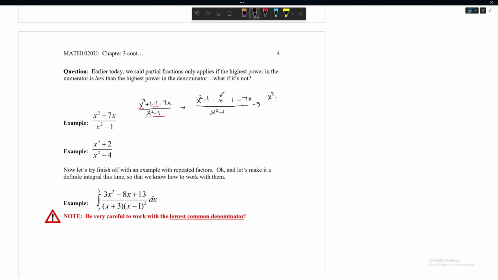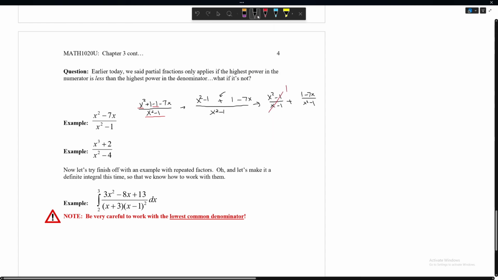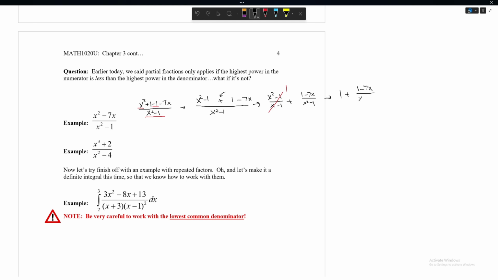So there you go. And you see now this whole thing becomes 1. And so what I'll get is 1 plus 1 minus 7x over x squared minus 1. And from here, you can integrate. You could partial fraction. Actually, this might be... Can you use sub this, I wonder?